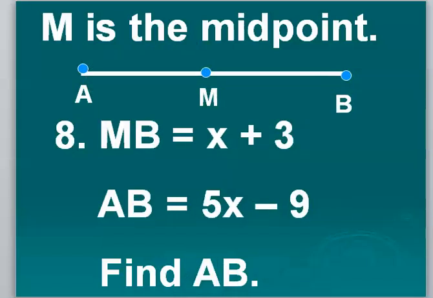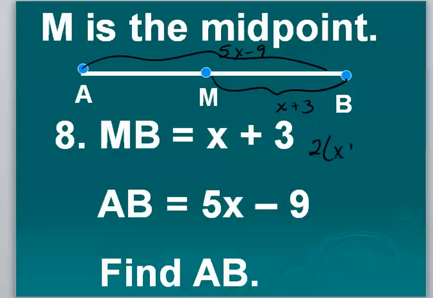Number 8 says that the length of MB is x plus 3. The length of AB, the entire length, is 5x minus 9. Again, this one gives me a half and a whole, so we're going to do 2 times the half MB equals the whole AB. You must distribute first to clear parentheses.